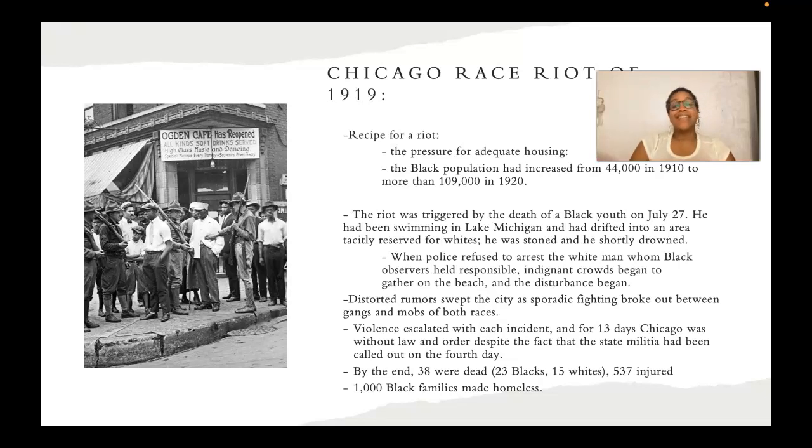And for 13 days, this riot took place in Chicago, despite the fact that state militia had been called out on the 4th day. Right, so really what we're seeing here is militia-sanctioned riot mob violence taking place. And by the end of the 13th day, you had 38 people who were dead, 23 Blacks, 15 whites, 537 people were injured, and 1,000 Black families were made homeless as a result of this riot.